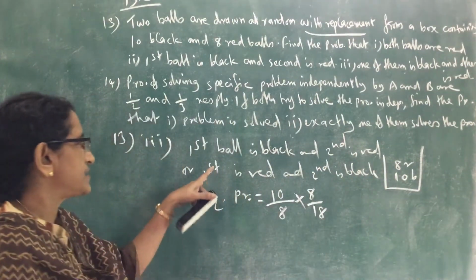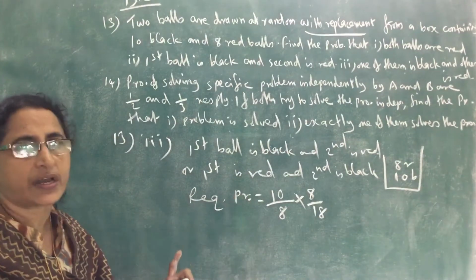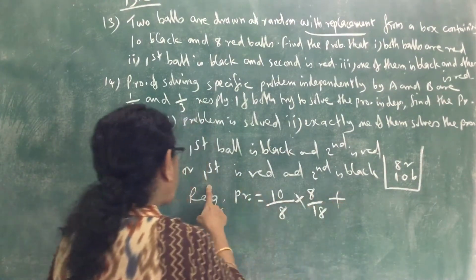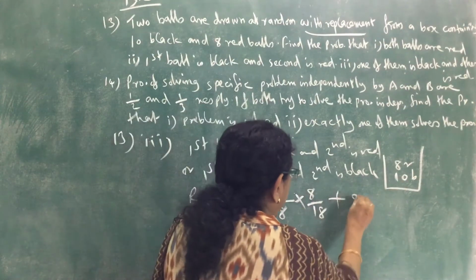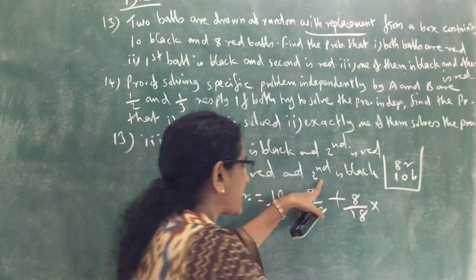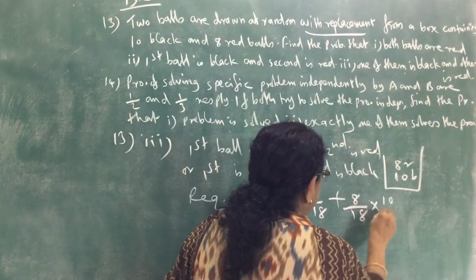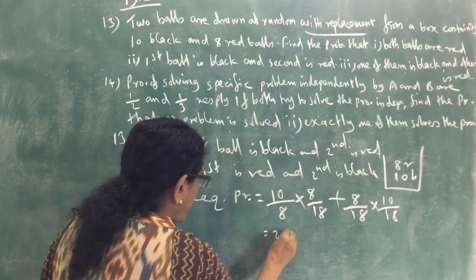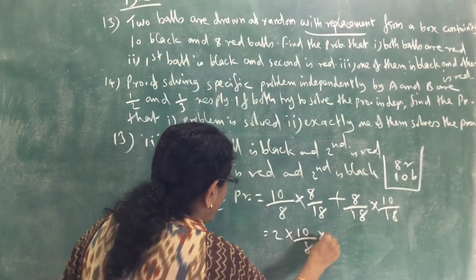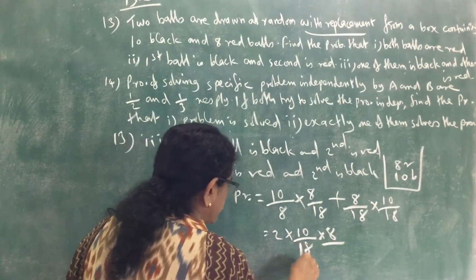That is the first case. So in this case the probability is this one, plus second case probability. First is red and second black. First red, that means 8 by 18 into second black, that is 10 by 18. So both are the same terms. So we can write 2 into 10 by 18 into 8 by 18.